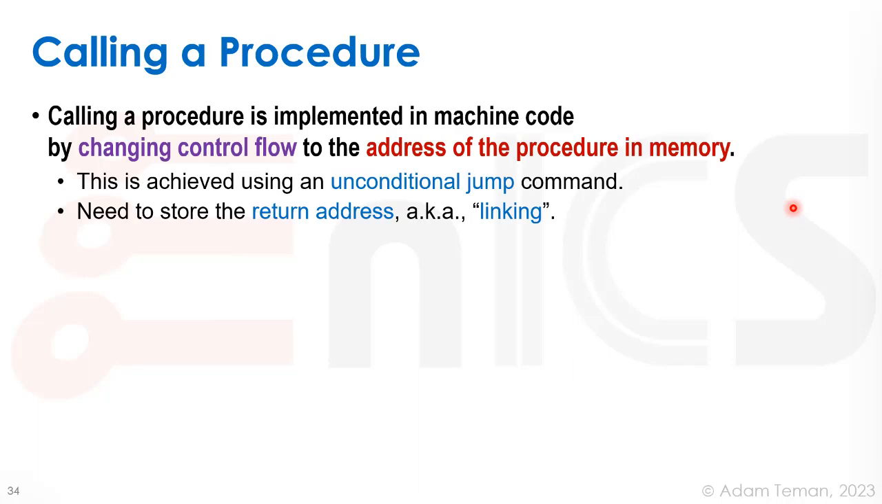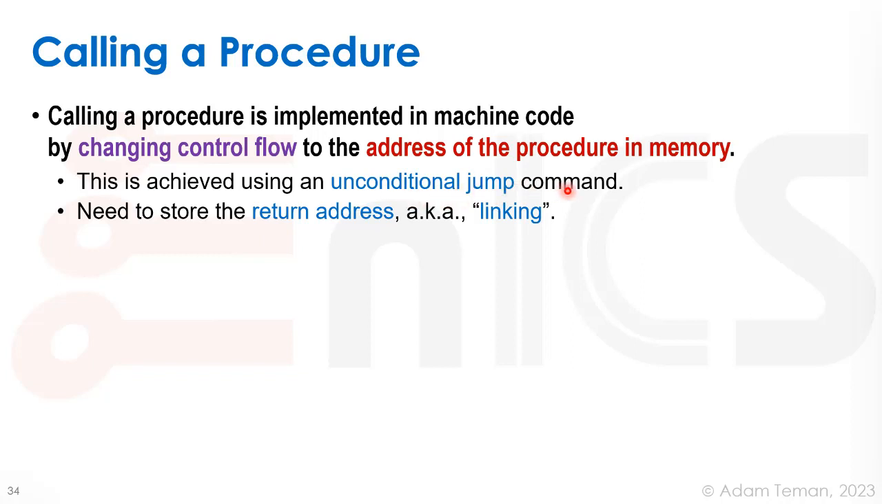So how do we call a procedure? In machine code, it's implemented by changing the control flow. We learned how to use control flow for looping and for doing conditionals like if, but we can also branch to the place where the procedure is stored in memory. So we just change the control flow to the address of the procedure. This is usually achieved with an unconditional jump, because we don't need to meet some condition in order to jump there. We're calling a function, so we unconditionally jump to there.